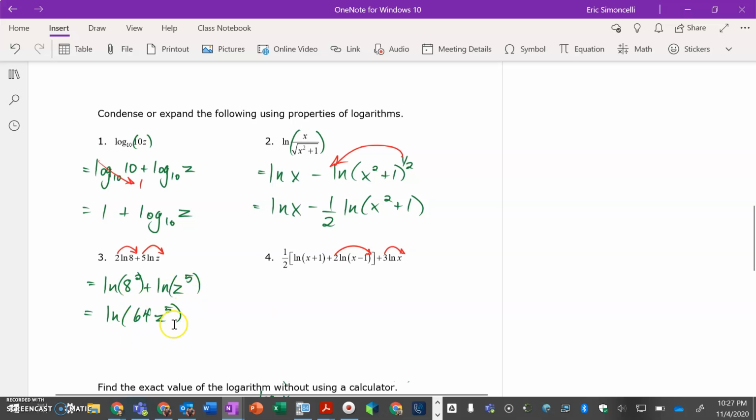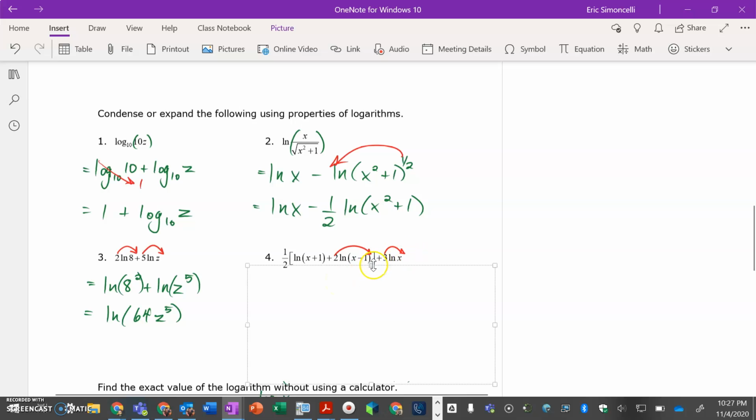No more work on that. We've condensed it all the way. Number 4: a half times this quantity, natural log of x plus y, plus 2 natural log of x minus 1, x plus 1, pardon, plus 3 natural log of x. I've already started the process of denoting the power property, which you can do here as well as there, noting this will be x minus 1 squared and this will be x to the third.